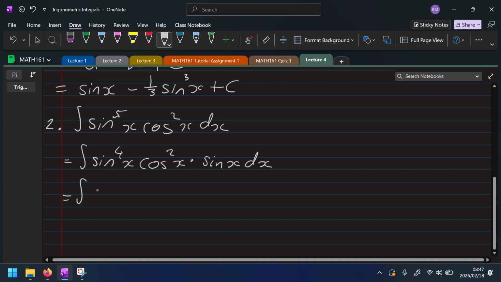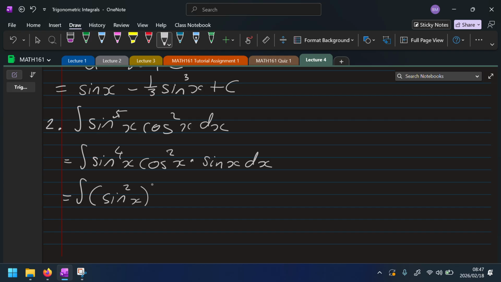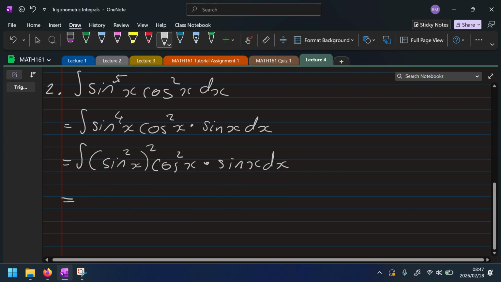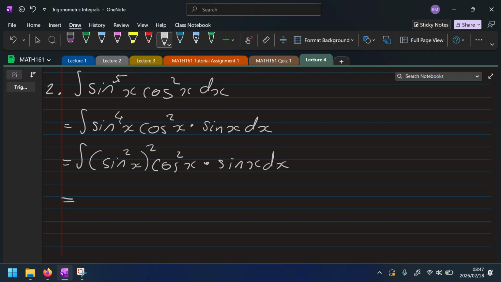So here we can write this as the integral of sine squared, squared. Okay, that's just sine to the 4. But now we can use our trig identity with the sine squared. Then we have cos squared and sine x on the outside. Okay, so we still want to change it to cos. So how can we go from sine squared to something with cos? 1 minus cos squared. Yeah, we can put that in the brackets. So this will be the integral of 1 minus cos squared, still squared, and then we have cos squared on the outside, and we still have the sine x on the outside there.